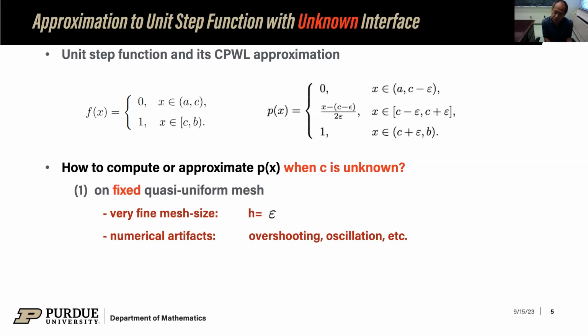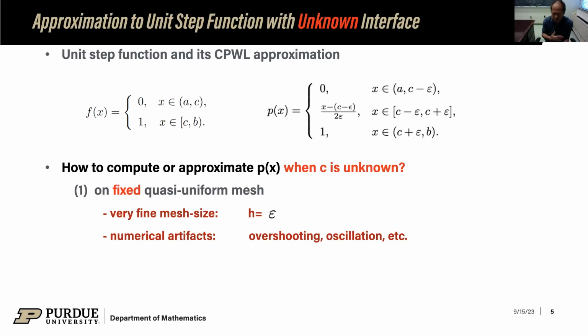Because we don't know c, we automatically have numerical artifacts. So we have overshooting, oscillation, all these kinds of problems. And then we have a lot of post-processing to get rid of these numerical artifacts. So the natural question is, do we have a better function class to approximate these functions?